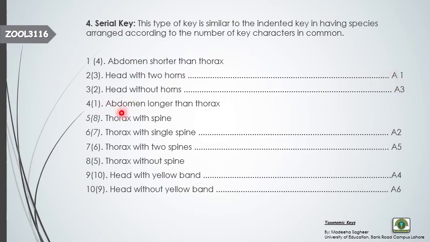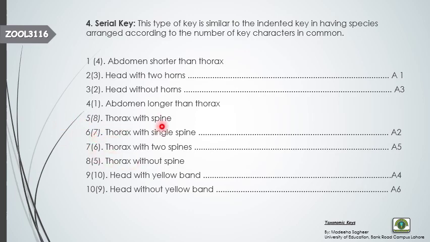But suppose we read from here: if you have a specimen that has the abdomen longer than the thorax, then what would happen? You have these choices, thorax with spine. Serial number 5 has a thorax with spine, and I have given the number 8. What is that number 8? This is number 8, thorax without spine. This is the contrasting character. Alright.